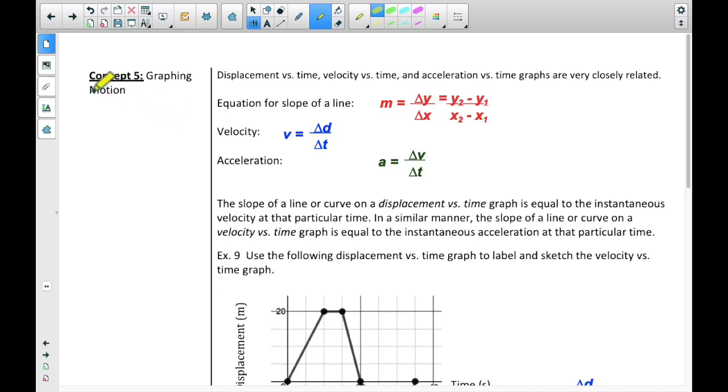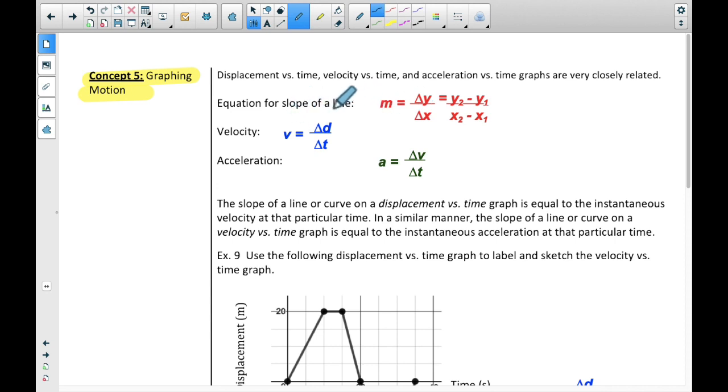Hi everybody, in this video we're going to go quickly through a couple of examples on how to graph motion. So we've been talking about things like distance and velocity and time and acceleration. So let's talk a little bit about each of those in more depth.